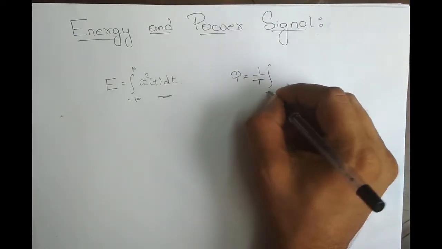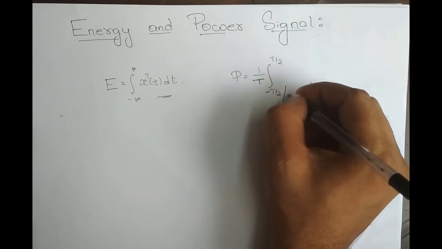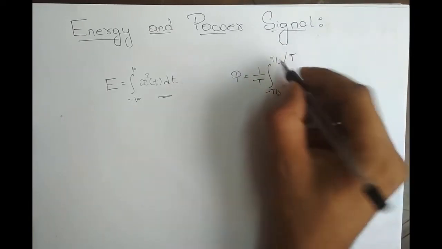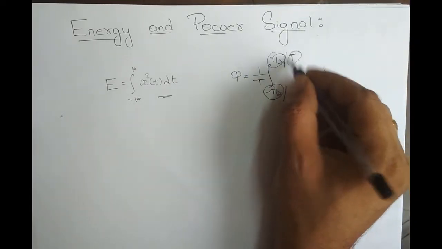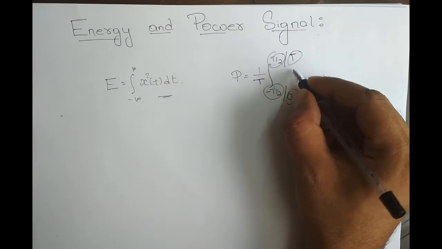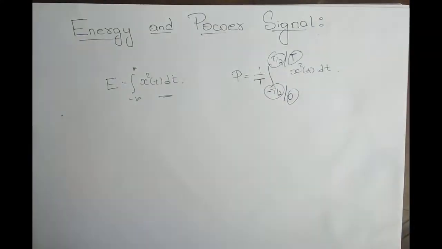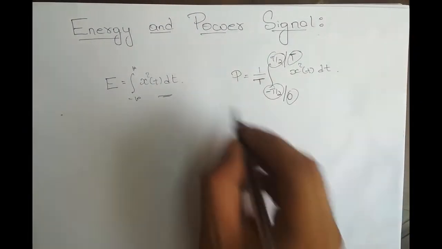So either you take minus T by 2 to T by 2, which covers one complete period, or you can take 0 to capital T. Either you take these two limits or you take these two limits. Basically, you have to cover one complete period, okay? And square of the signal, x square of t dt. This is with respect to continuous time.